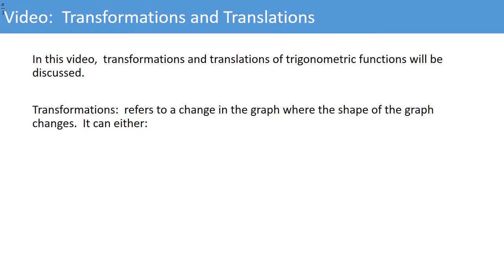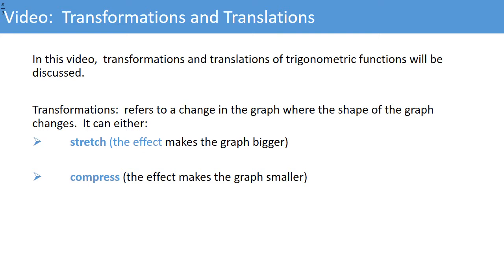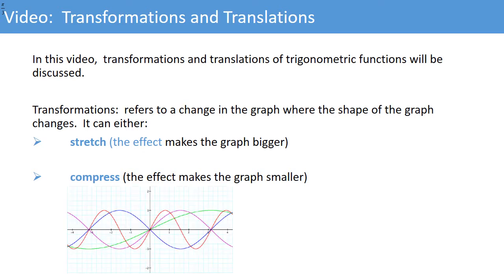What is a transformation? A transformation refers to the change of a graph where the shape of the graph changes. It could get bigger, which is called a stretch, or it could get smaller, which is called a compression. This effect makes the graph look smaller. This is an example of horizontal stretches and compressions, and this is an example of vertical stretches and compressions.